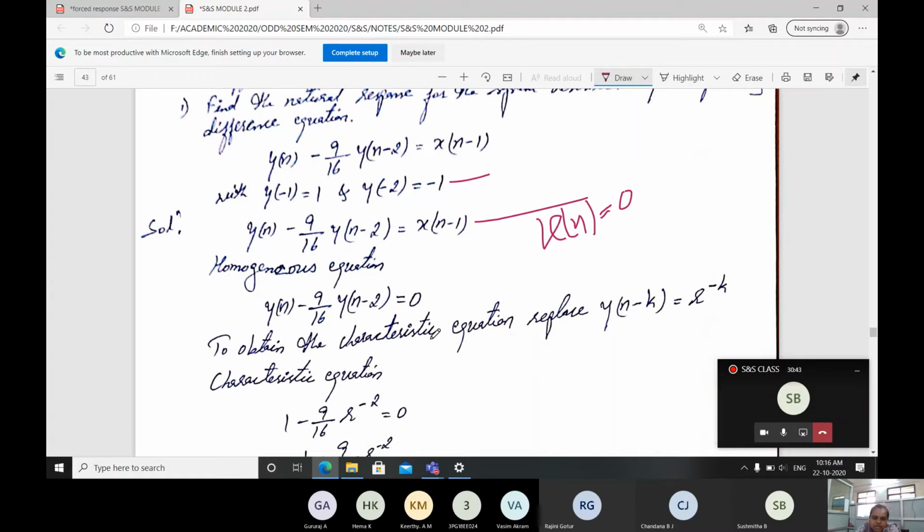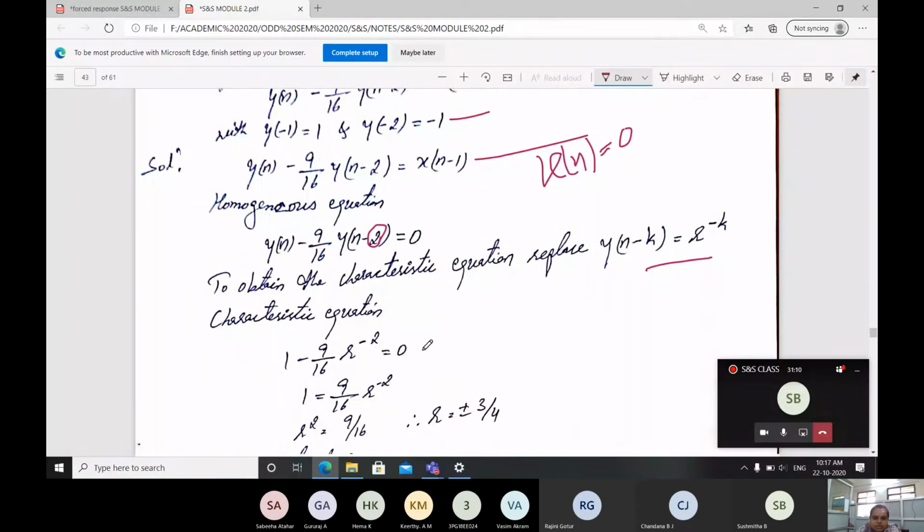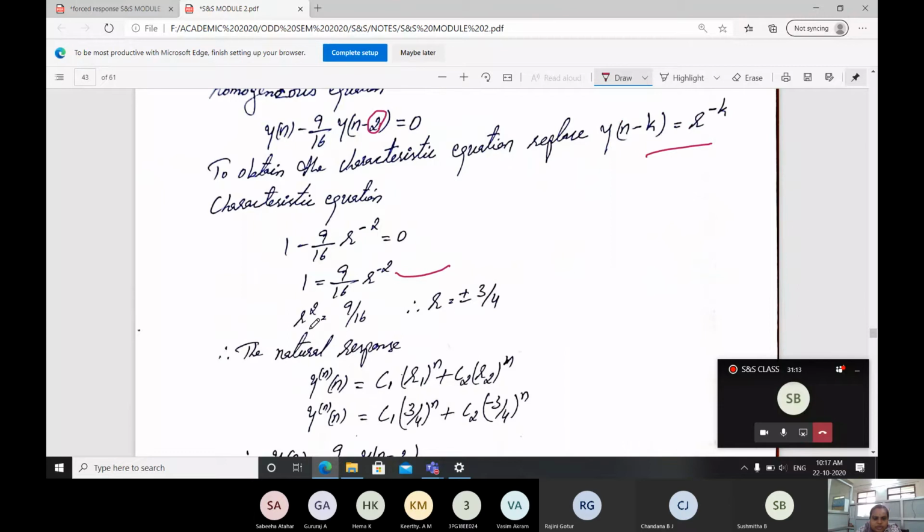To obtain the characteristic equation, what do we have to do? We have to replace y of n minus k with r raised to minus k. We learnt this in the theory part, right? Wherever n minus 2 appears, that is the k value. Here it will be 1 minus 9 divided by 16 r raised to minus 2, equal to 0. From this you find the r value. r square is 9 by 16, therefore r is plus or minus 3 by 4.